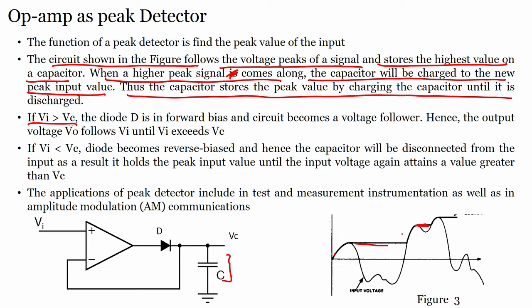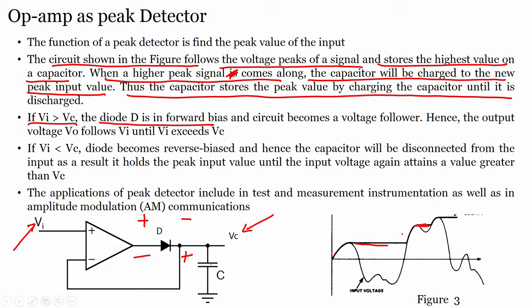If Vi is greater than Vc, that is, if this signal is greater than the voltage across the capacitor, diode D is in forward bias, agreed, because this will be at higher potential compared to here, that is, anode and cathode. So, the diode will be in forward bias. But what will happen if Vi is less than Vc? Then the diode would be in reverse bias, correct.